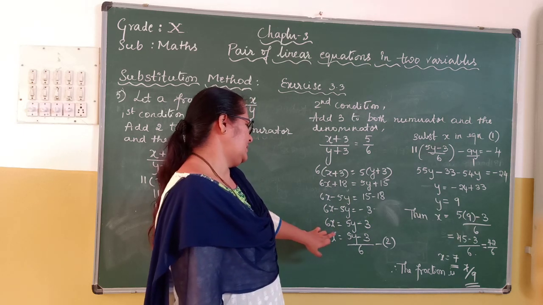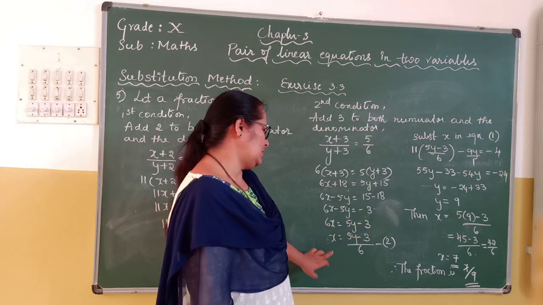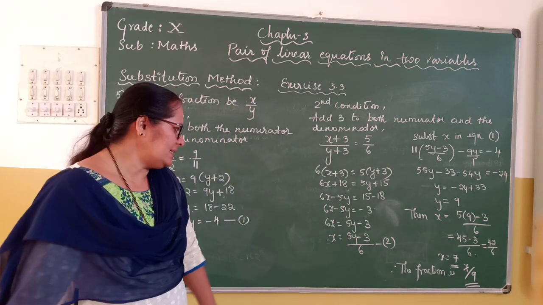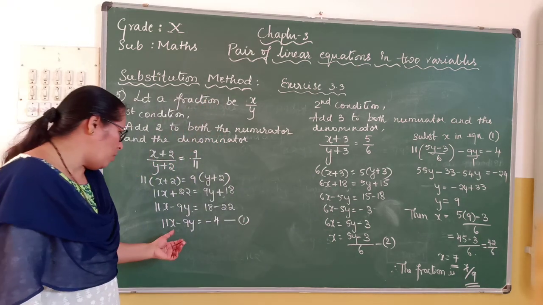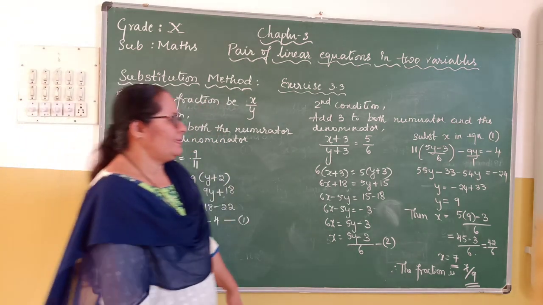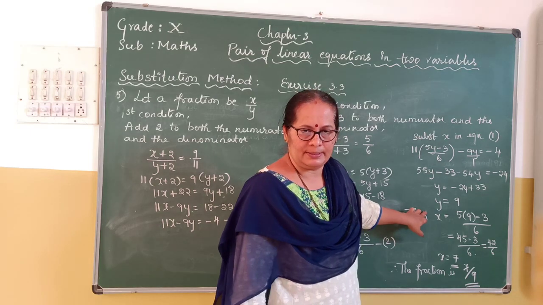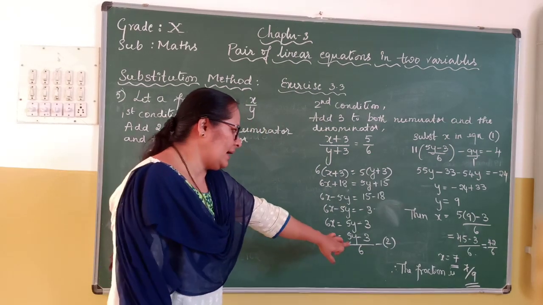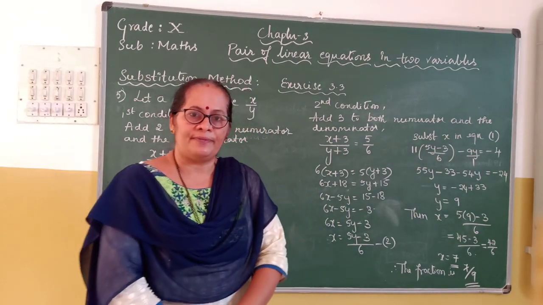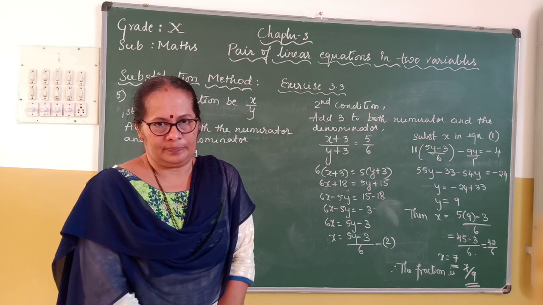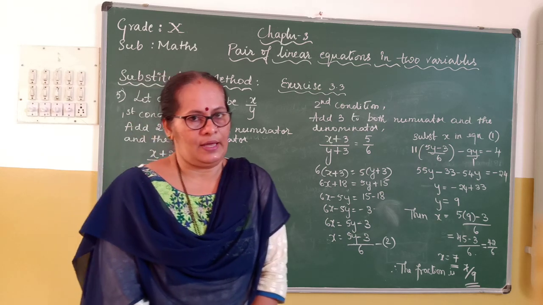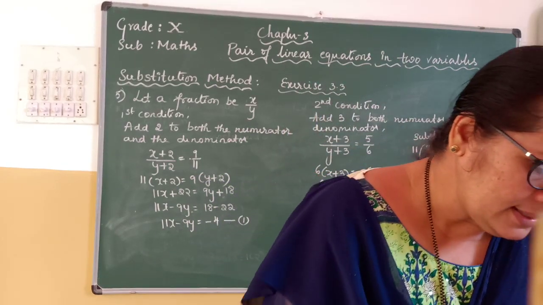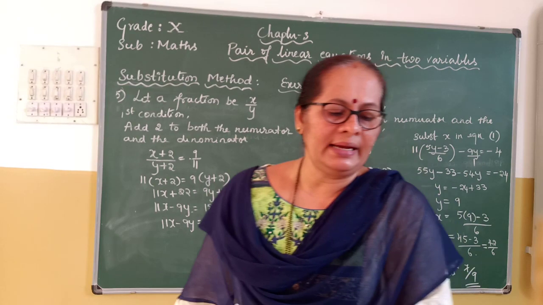So 6x equals 5y minus 3. So x is (5y minus 3) by 6. Now substituting this x value in the first equation, we get the y value, which is 9. Then on substituting y equals 9, we get x as 7. So the fraction is 7 by 9. I hope you understood this sum.